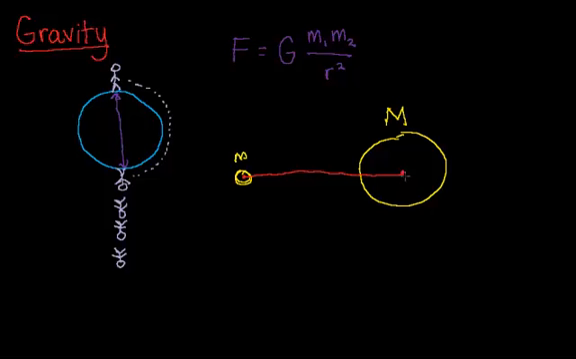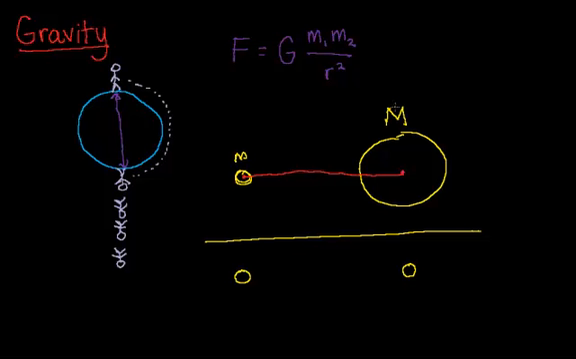Now, we see here that the force of gravity is increased when the masses are increased. So this scenario here is going to have a much greater force of gravity than this scenario here, if we separate these. Now, it's also inversely related to the square of the radius.